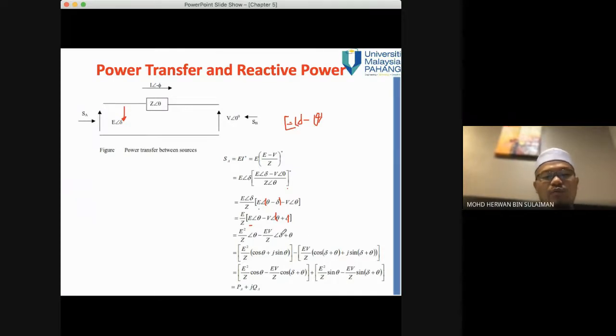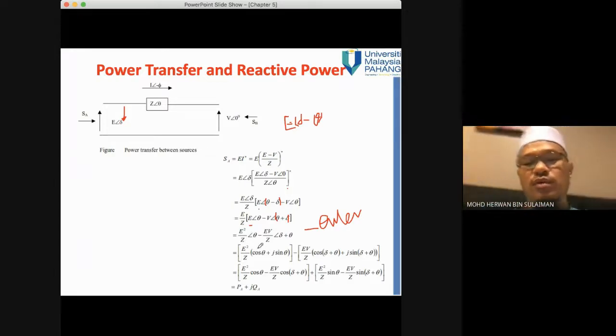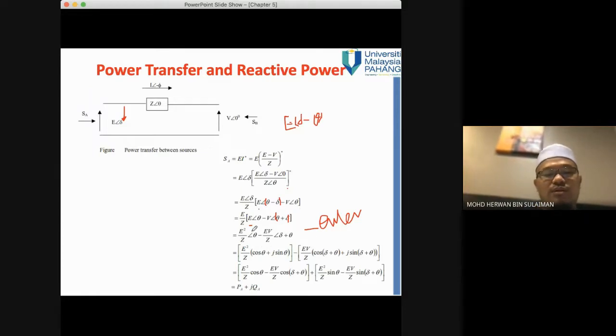And then here what we can do is apply Euler's concept. So from here we can apply Euler's concept. You have to refer back, or if not, Google what is Euler. The magnitude with the angle we can convert into cos plus J sin theta. So this component is E squared over Z, cos theta plus J sin theta, minus E V over Z, cos theta plus J sin theta plus theta. And then what you need to do is expand it and arrange it back.